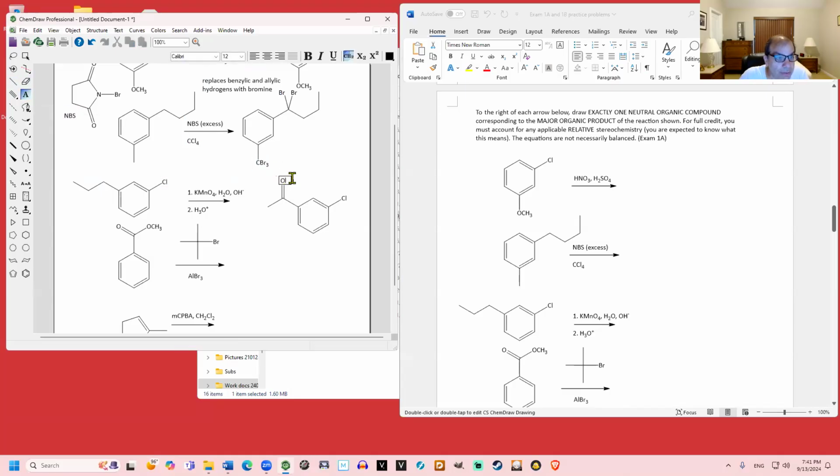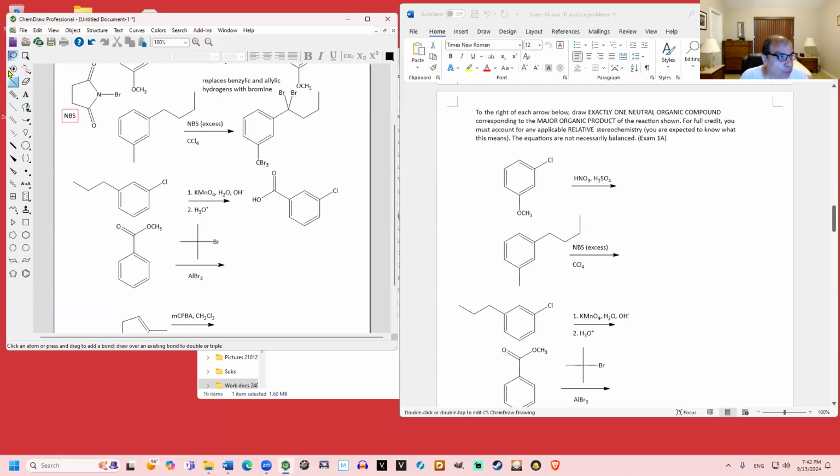So I would expect the major product would be this carboxylic acid. The chlorine would be left alone. The other carbons in the propyl group get oxidized to CO2. The organic product is like this.